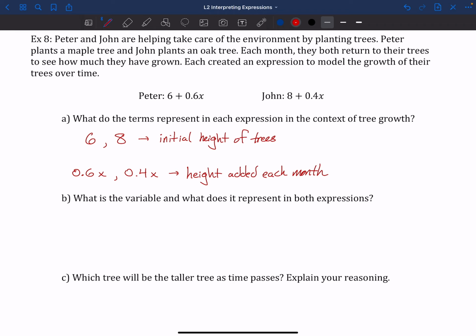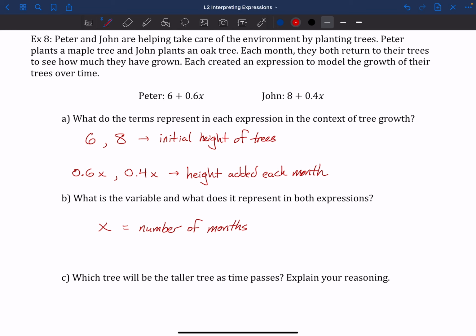We also have to figure out what the variable is. So the variable is x, and what does it represent? That's a good question. Think about that height added each month piece. The maple tree seems to be growing 0.6 feet per month. What did John plant? John planted an oak tree. His seemed to grow by 0.4 feet each month. It's that each month part that clues us in. x is the number of months. So the variable in this case, just like on some of the other ones, represents the unit of time that we're talking about.